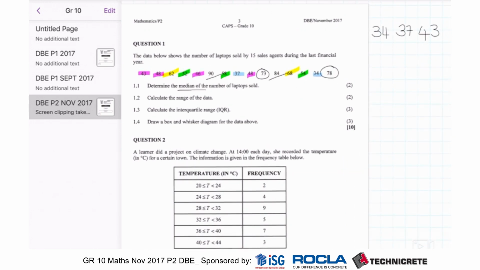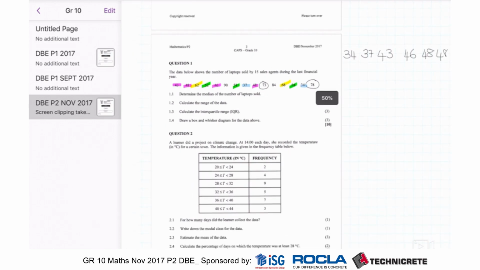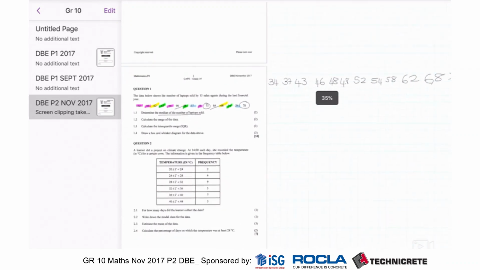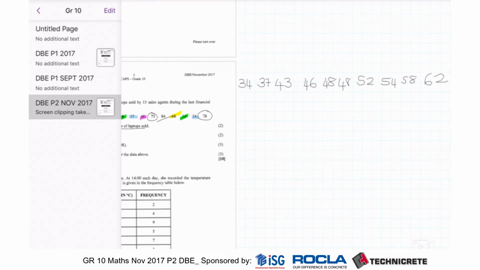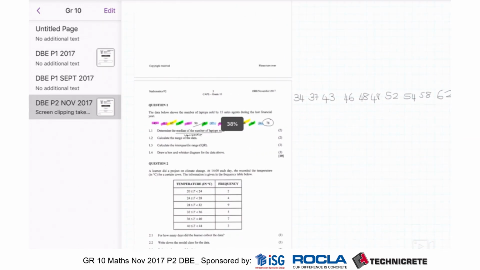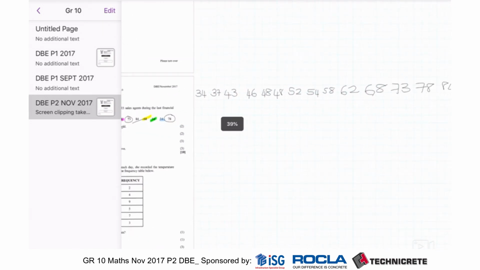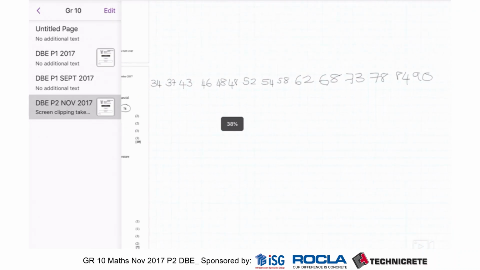Determine the median of the number of laptops sold. So how is median calculated? Median is the middle. Remembering your terminology, median means the middle. Let's take a look at where the middle is and how many. There are 15 sales, which is an odd number, so we're going to have to find the middle value. Half of 15 would be 7.5, so we're looking for the 7.5 term.